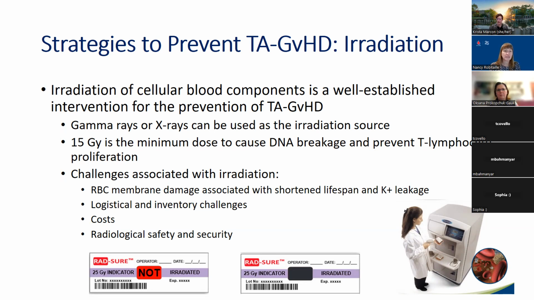Irradiation does cause red blood cell membrane damage and is associated with a shortened lifespan and potassium leakage. There are some logistical and inventory challenges, especially for remote areas. It's costly, and of course, you have to be very cautious and keep in mind all the radiological safety and security measures that must be applied. Next.